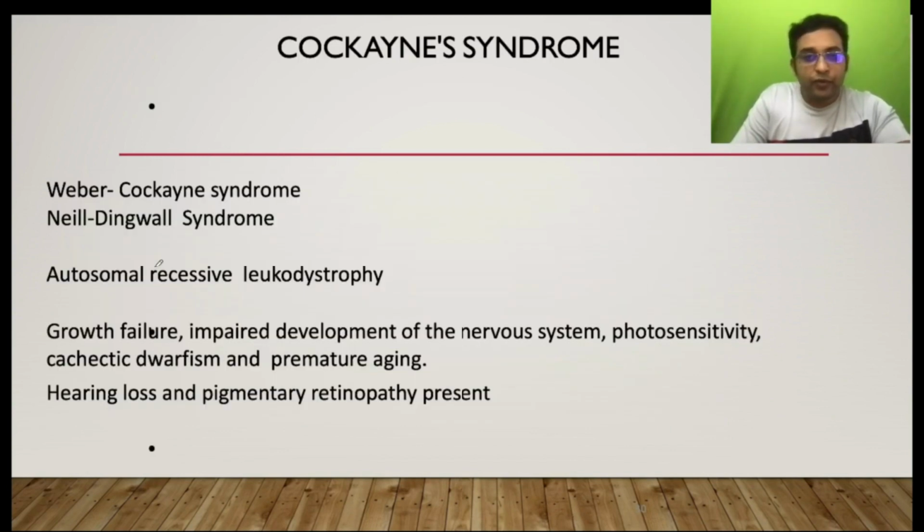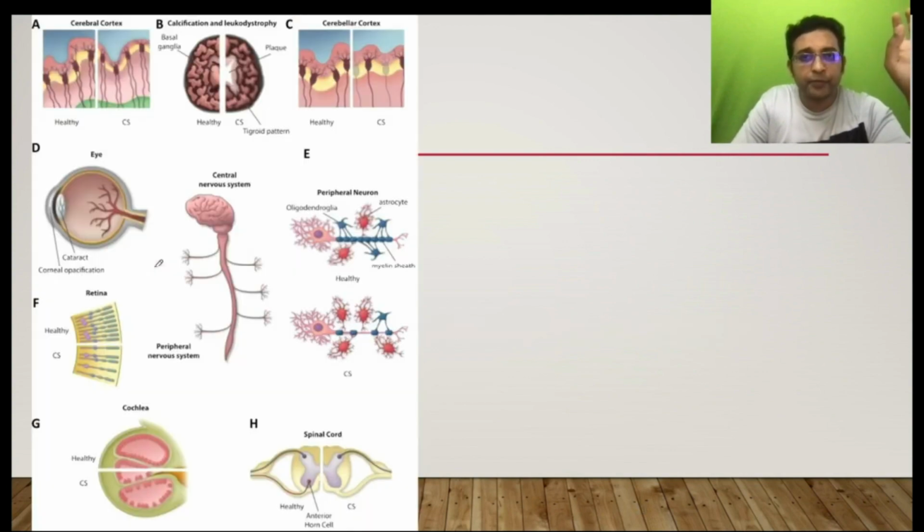Then you had one option as Cockayne syndrome. So what is this Cockayne syndrome? It has nothing to do with cocaine. Just remember, it is an autosomal recessive leukodystrophy where the patient will be having growth failure, impaired development of the nervous system, photosensitivity. The patient will look dark with premature aging, just kind of a progeria-like thing, and there will be hearing loss, and there will be pigmentary retinopathy.